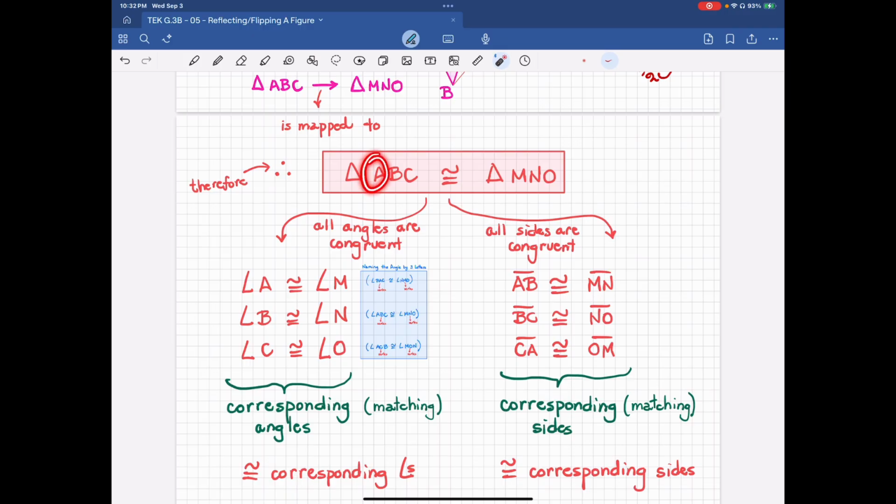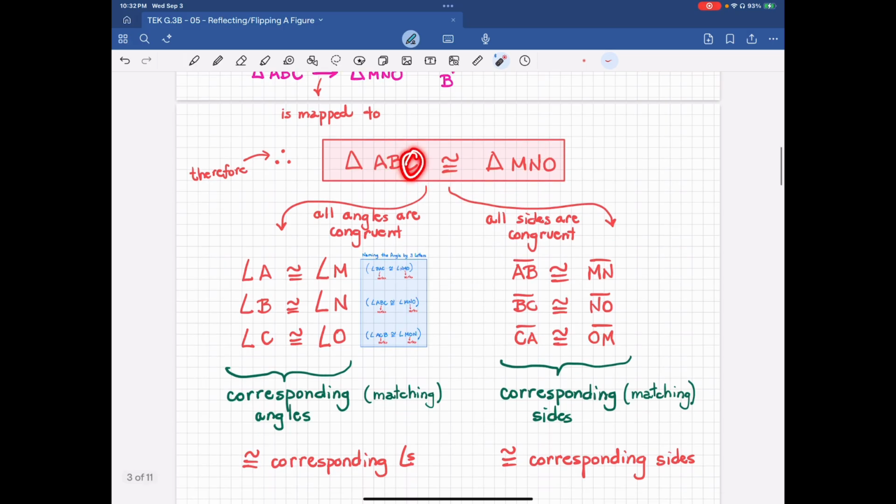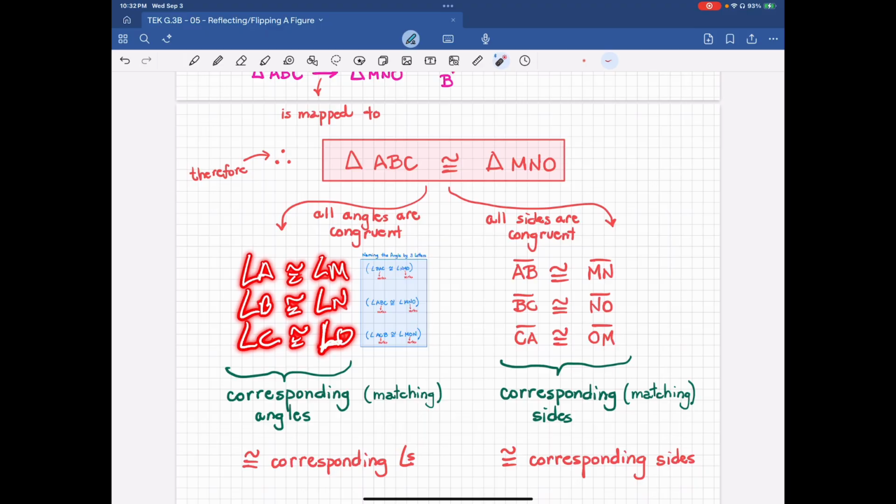I'm going to say that A has to be congruent to M. B has to be congruent to N. C has to be congruent to O. And so I write that down here. Angle A is congruent to angle M. Angle B is congruent to angle N. And angle C is congruent to angle O.